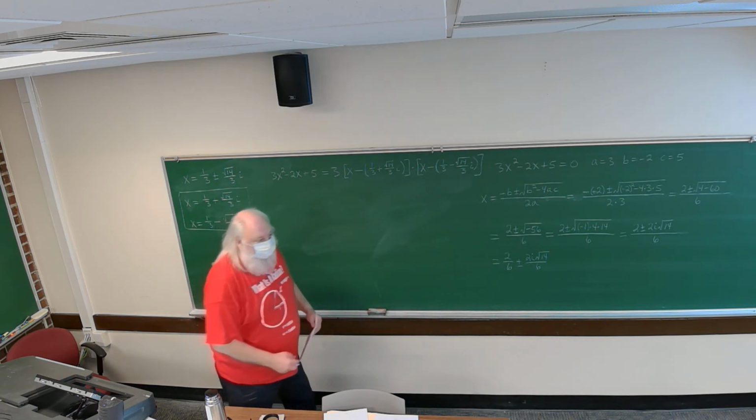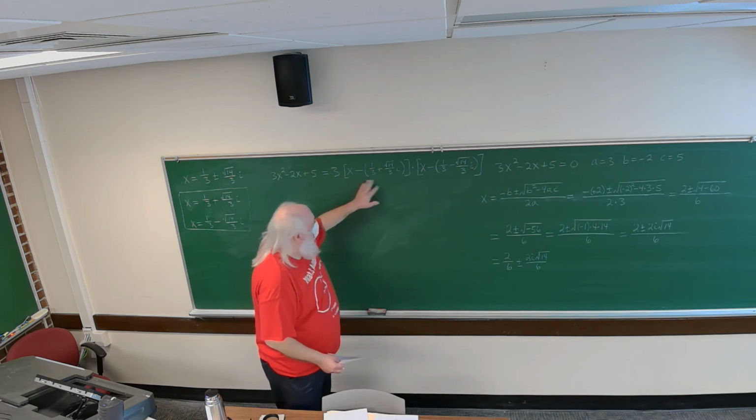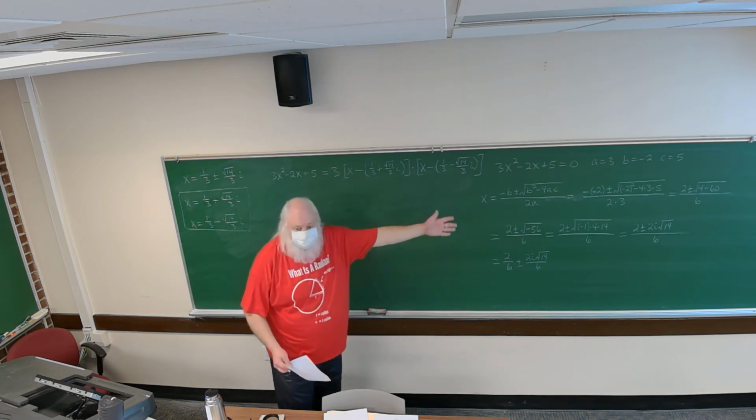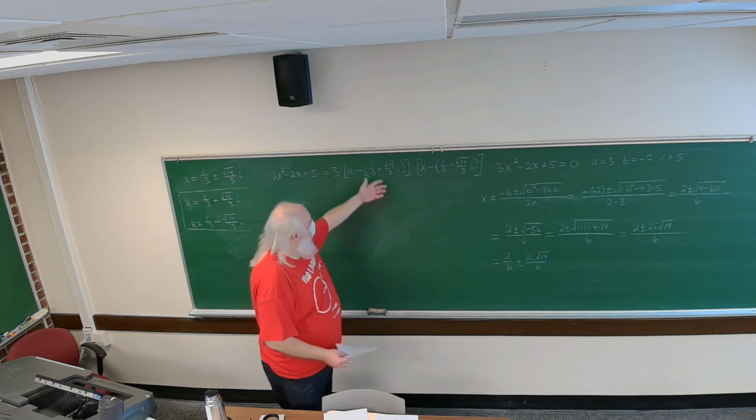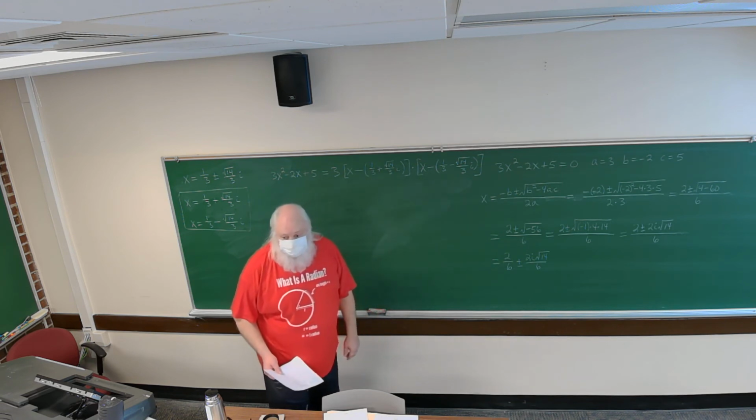You know how when we factor a quadratic, sometimes we have x minus 5 times x minus 2? Well, instead of 5 and 2, we got complex numbers. Okay?